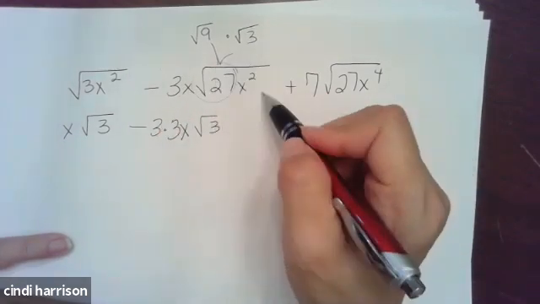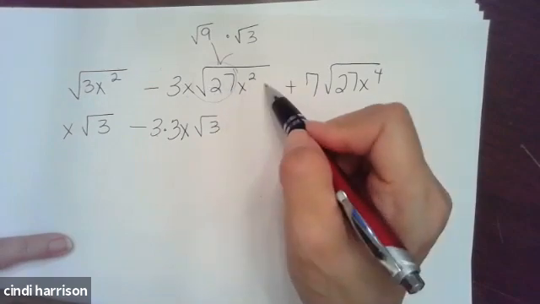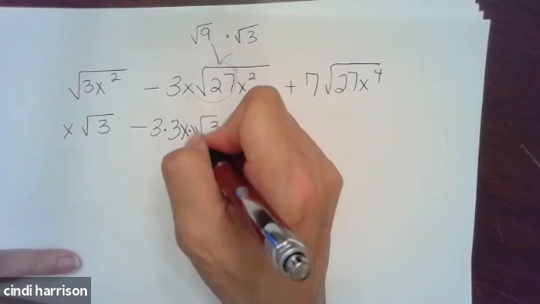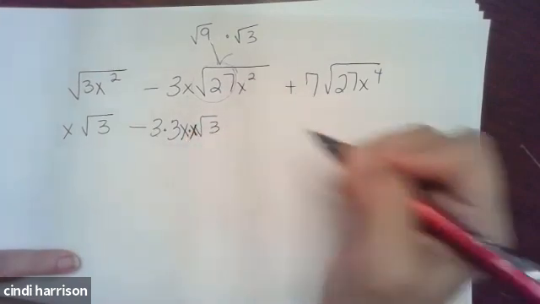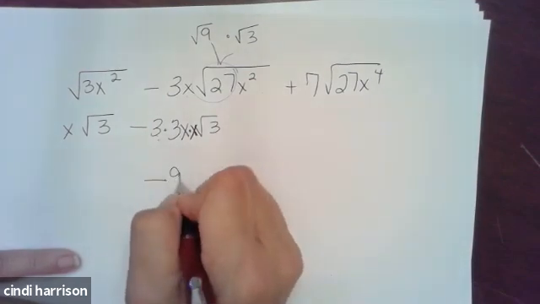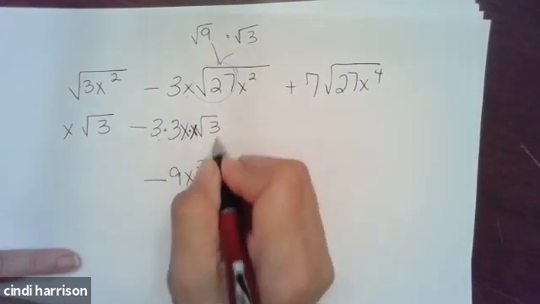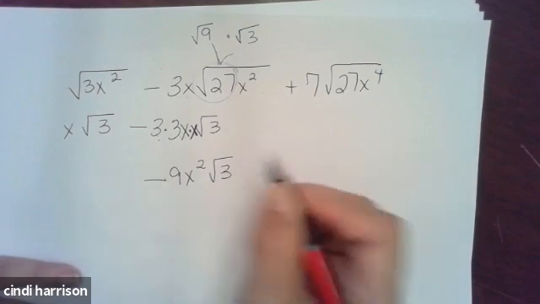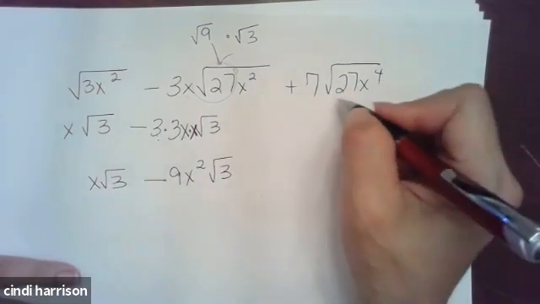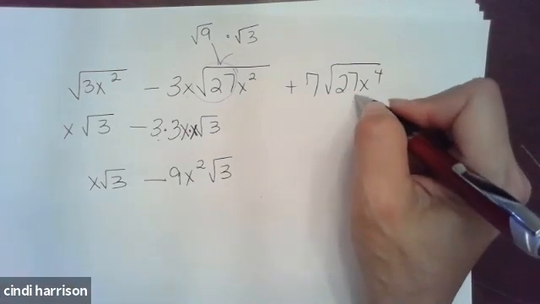Now, what about the square root of x squared? What's the square root of x squared? Just x, right? So another x is going to come out, and we don't have any remainder. So let's clean this up now. 3 times 3 is 9. X times x is x squared, and then we have our square root of 3. Just rewrite this one. And then finally, we have this one.